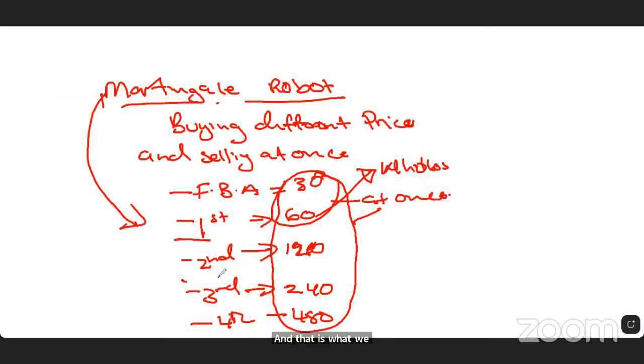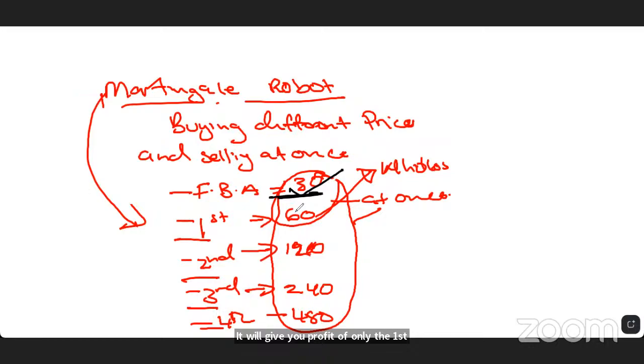Buying at different prices and selling at once. If it so happens that it only bought here, it will give you a profit of only the first buying amount, if the market did not drop.